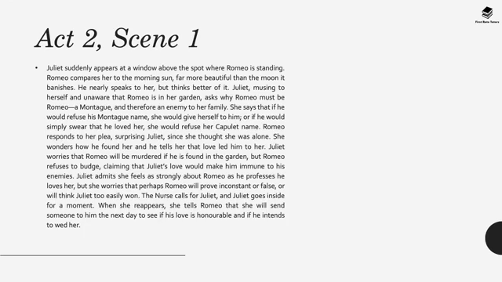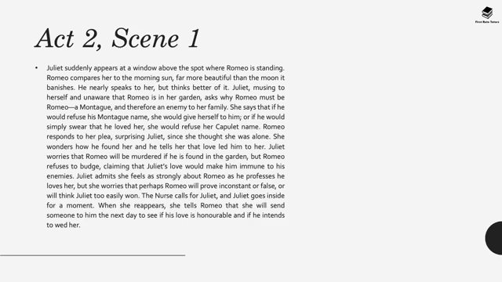Juliet is then musing to herself, unaware that Romeo is in her garden, and asks why Romeo must be a Romeo, a Montague, and therefore an enemy to her family. She says that if he would refuse his Montague name, she would give herself to him, or if he would simply swear he loved her, she would refuse her Capulet name.